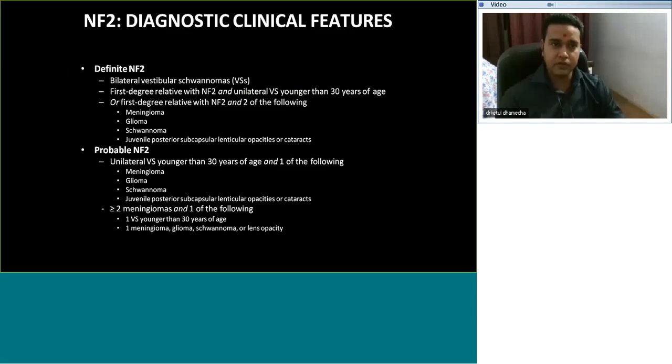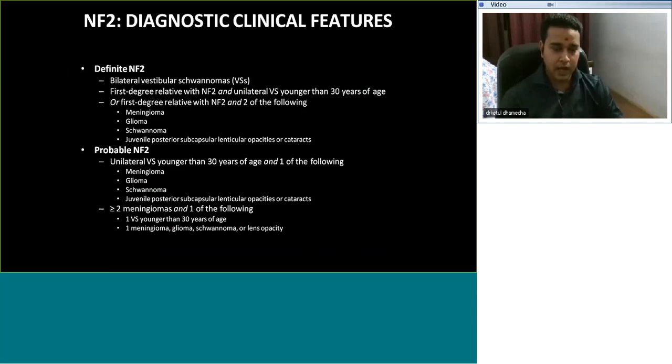Diagnostic clinical features of NF2. Bilateral vestibular schwannomas, most classical. First degree relative with NF2 and unilateral vestibular schwannoma if younger than 38. Or the first degree relative with NF2 and two of the following: multiple meningiomas, glioma, schwannomas, or juvenile posterior subcapsular lenticular opacity or cataract.